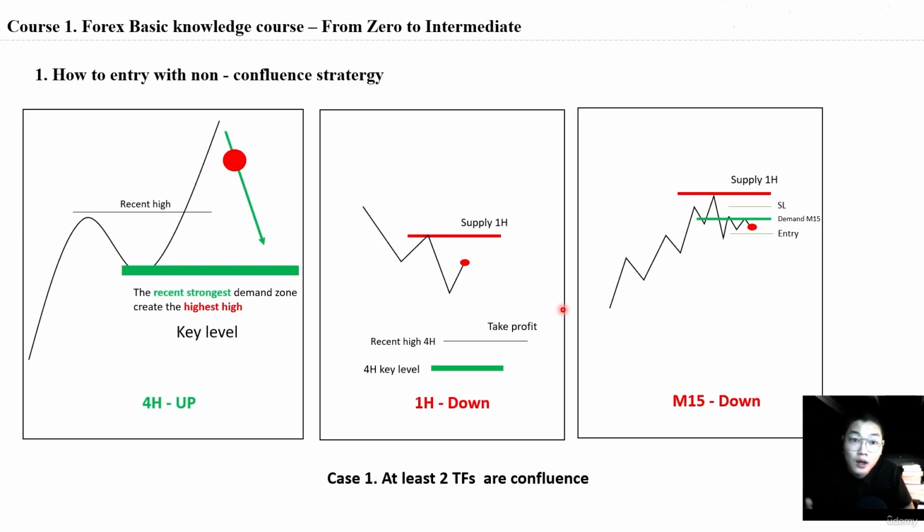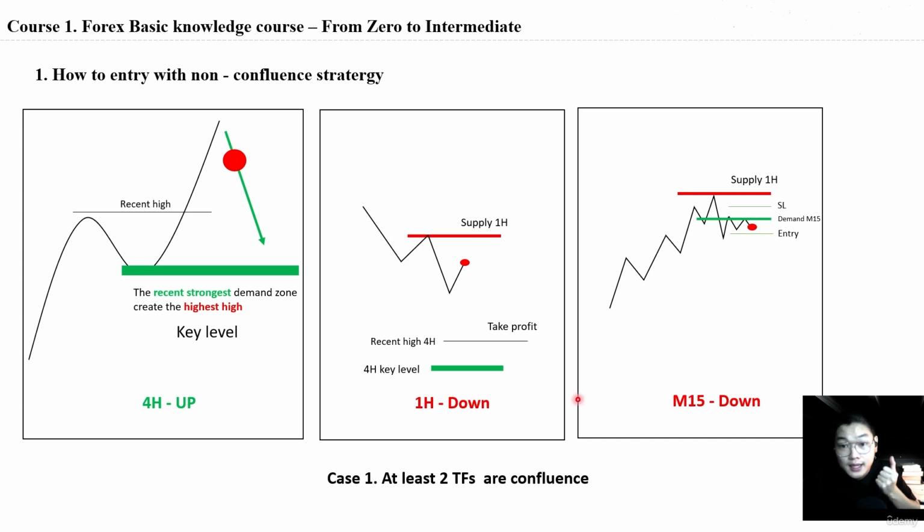The first one: what is a non-confluence strategy? The confluence strategy you learned in the last lesson is when all time frames are in the same direction, and non-confluence strategies mean that all time frames are not in the same direction. For example, in the first case, we only have two time frames that are confluent, or in the same direction, and the two confluent time frames must be very near together.